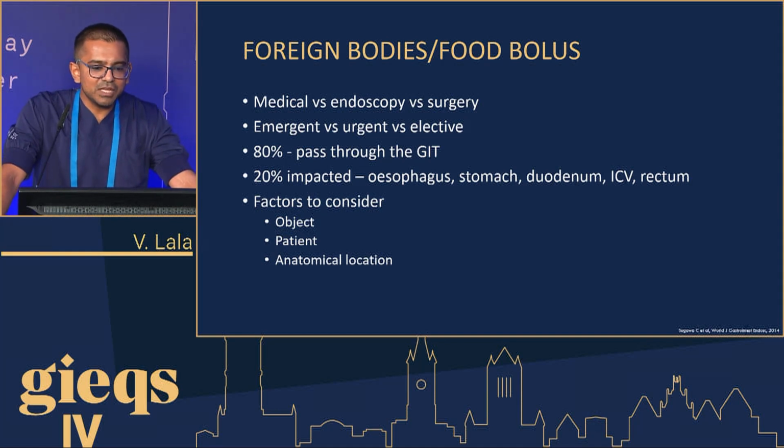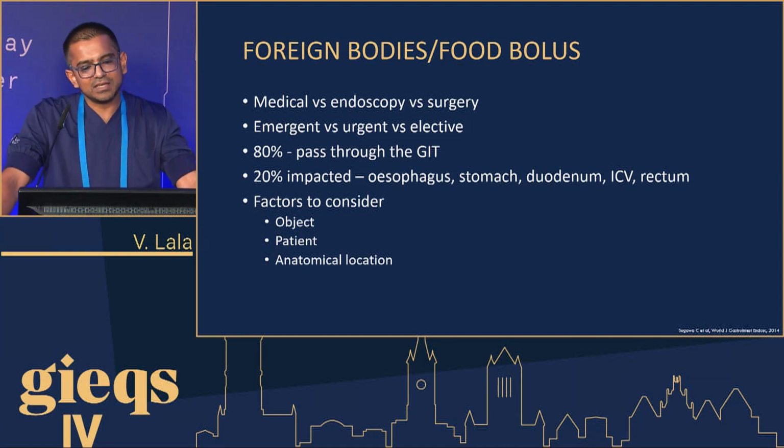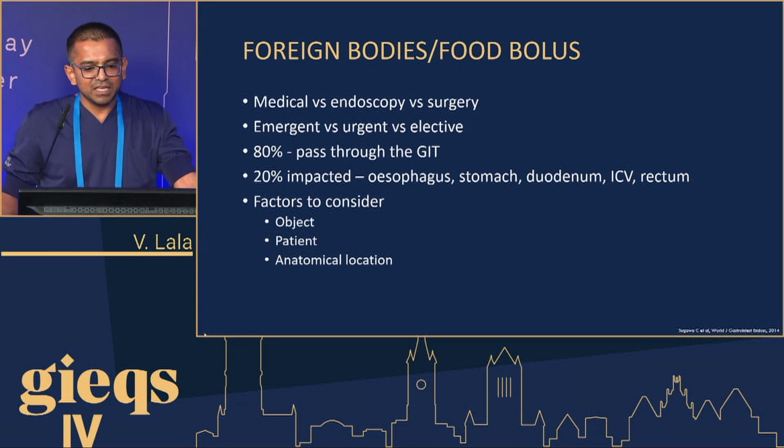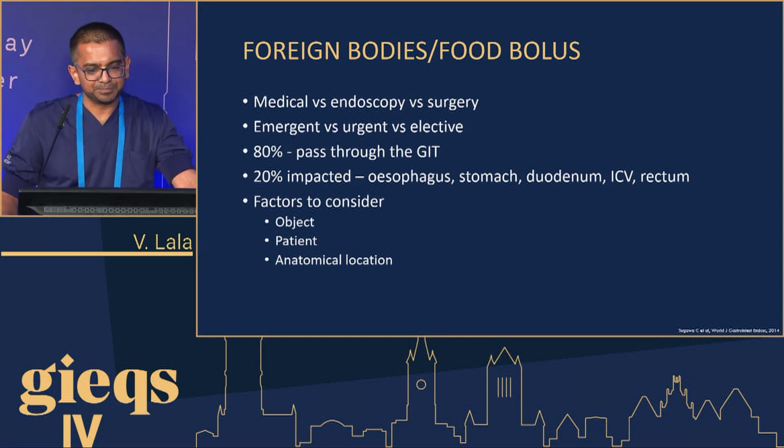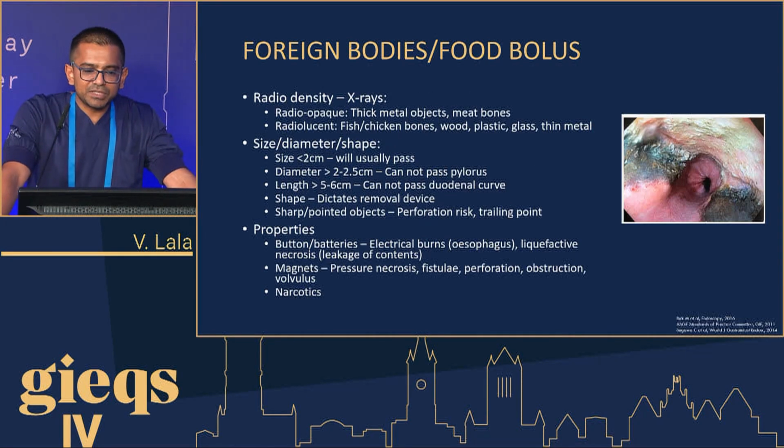And again, as Peter Jan mentioned, it's essential to recognize that most lesions will pass through the GIT even without any sort of intervention. 20% do become impacted, and remember, it's not only the upper GI that they can become impacted in. Don't forget the ileocecal valve and the rectum as well. So there's essentially 3 factors to consider when making your decision, and these are the factors that will determine whether an object is going to be impacted and how much damage it's going to do. So the factors pertain, number 1, to the object, number 2, to the patient, and number 3, to the anatomical location of the impaction.